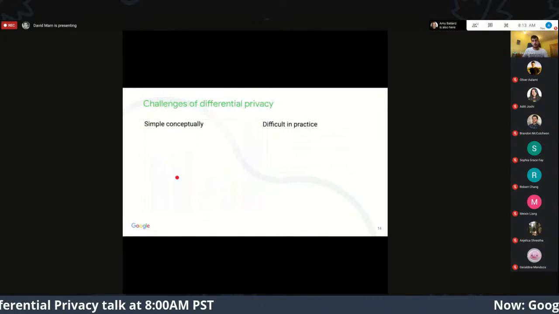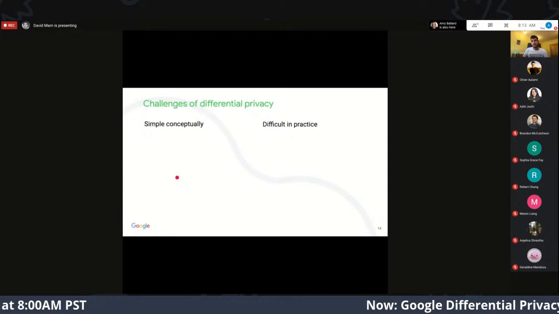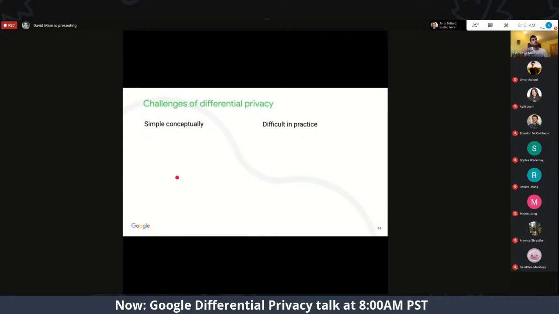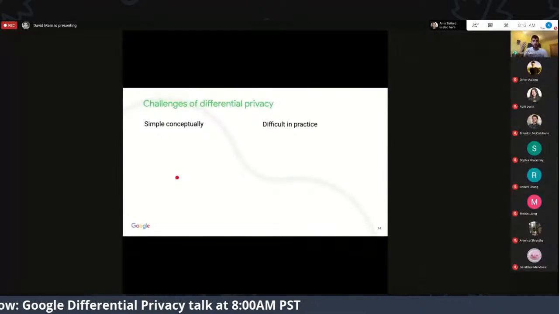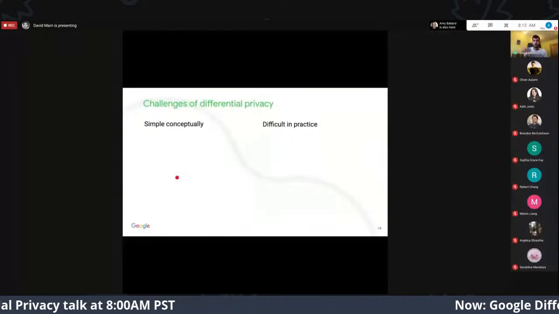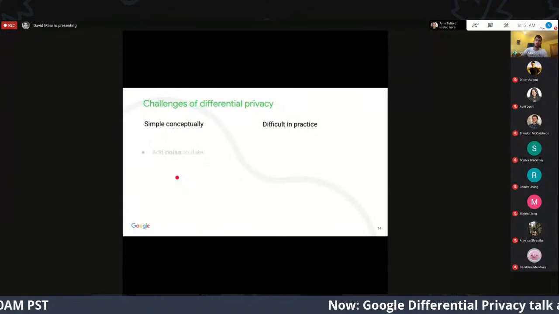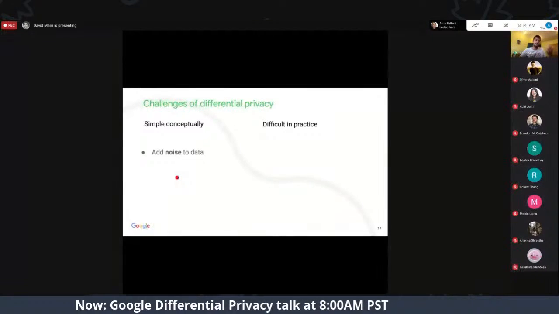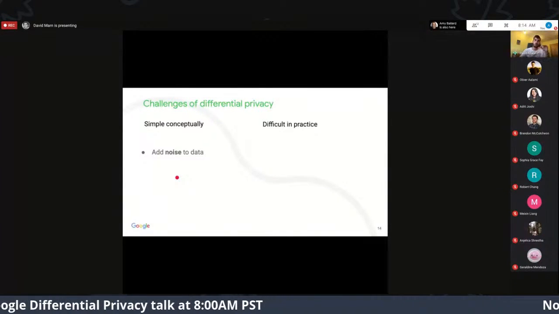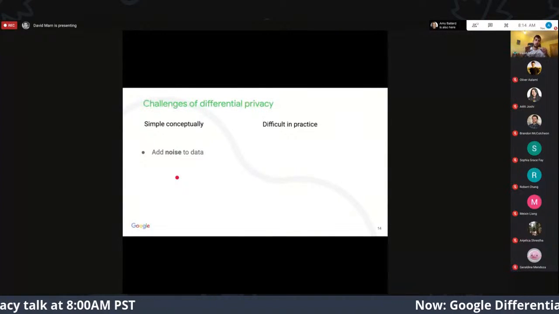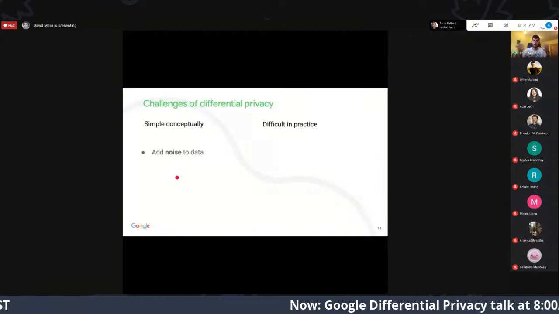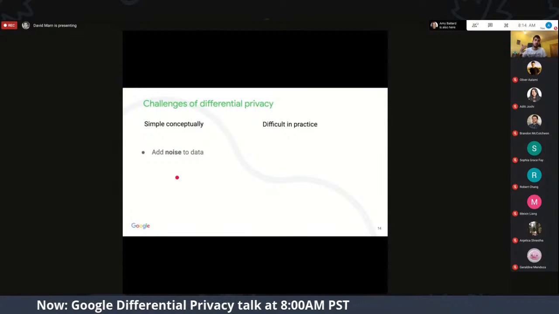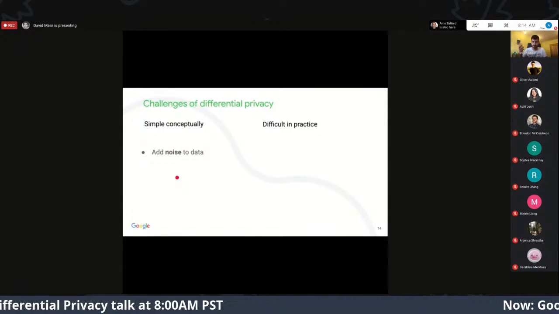Okay, so now we come to this difference between the simple conceptual idea behind differential privacy and how difficult it is to implement in practice. So conceptually, we have to add some noise to the data, and this noise has to be carefully calibrated to balance the amount of privacy for each user with the utility so that you can still infer some useful information about the population. And here it's very useful to have large data sets.